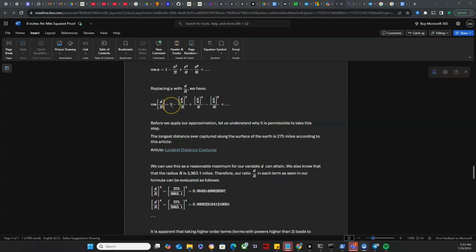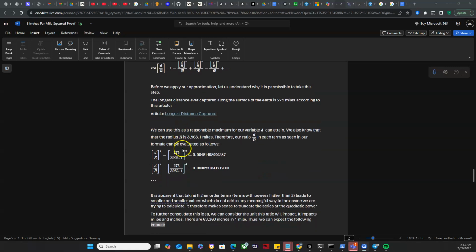So that we can know which terms play a significant role in defining the value this cosine function ends up becoming. So we are trying to find which of these terms plays a big role in determining the final value of cos d over r.